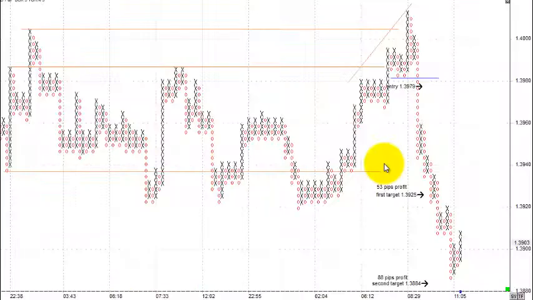Let me go back to the point and figure, and you can see with the entry of 1.3979, the first target here was 1.3925, and the final target was down here at 1.3884. So that paid a total of 88 pips. I'll review here what we're doing, but 88 pips is not a bad trade.